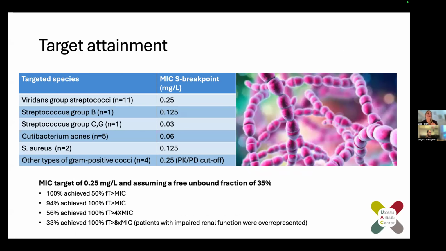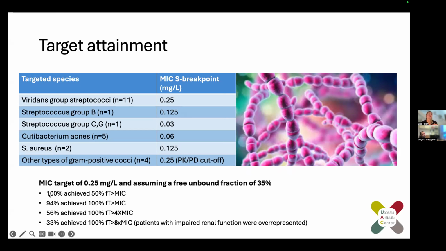So we have the model, even though there are some small refinements that need to be done. But then the next step is to look at what the target is and what target attainment we should aim for. All the patients that we included had an identified pathogen in the blood, and it's mostly streptococci from the oral cavity, and other gram-positive pathogens. And in this column, you can see the susceptibility breakpoints for those bacteria.